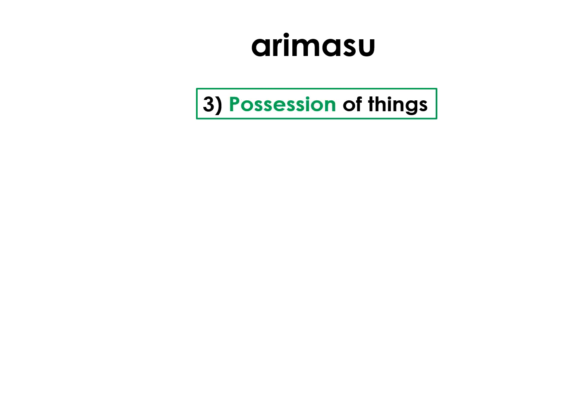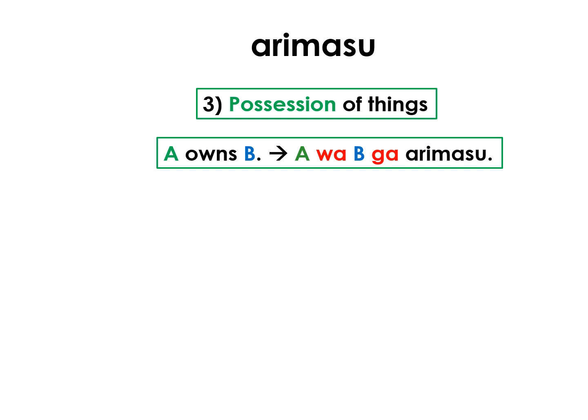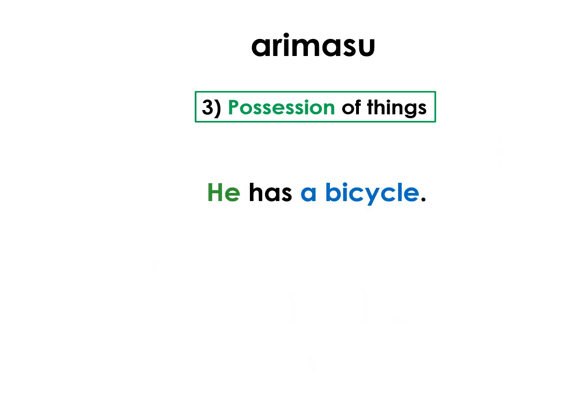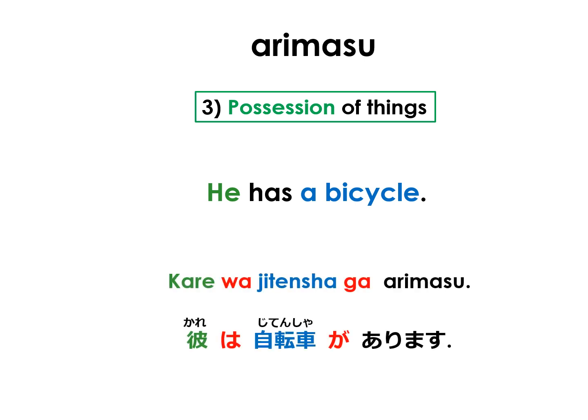We can also use arimasu to express possession of things. Things here include plants. In this construction, the owner takes the particle wa, and what is owned takes the particle ga, and we end with the verb arimasu. To say, I have money, in Japanese, that is, watashi wa okane ga arimasu. He has a bicycle. In Japanese, kare wa jitensha ga arimasu.